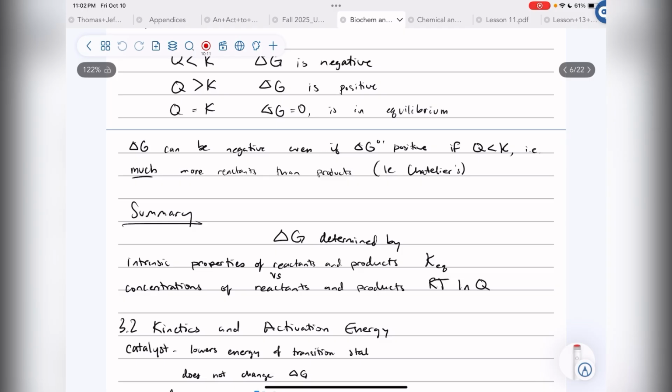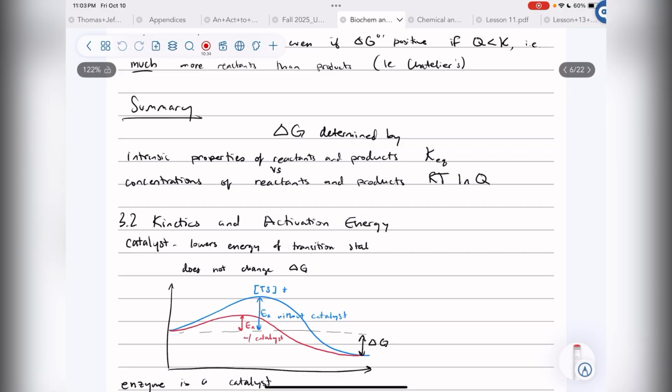Delta G can be negative even if the G standard is positive, if Q is less than K. Let's just say that at the standard conditions, it's a non-spontaneous reaction. But then if you have Q less than K, like you have much less products than your reactants, then delta G becomes spontaneous until it reaches equilibrium, basically. So in summary, your delta G is determined by the intrinsic properties of reactants and products, K equilibrium, so this is the standard part, and then you have to account for the concentrations of your actual reactants and products. That's RT ln Q.